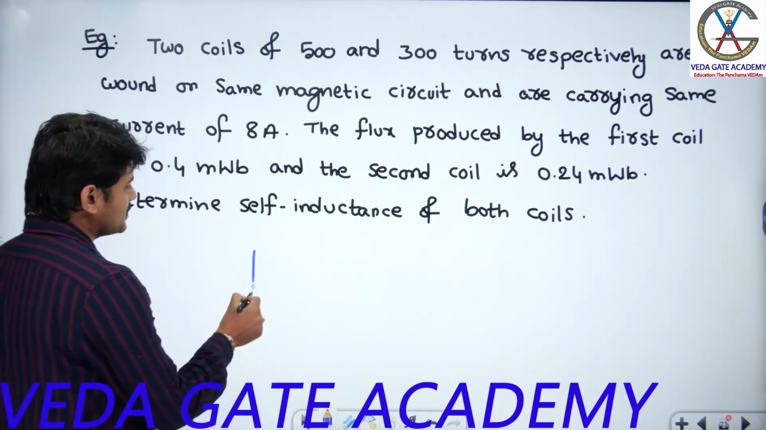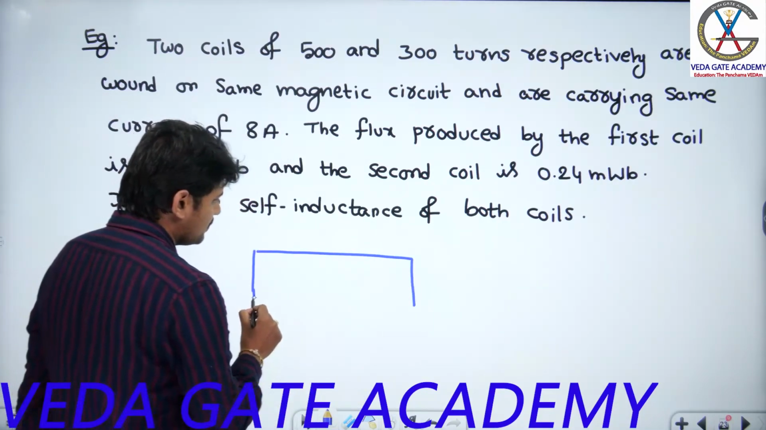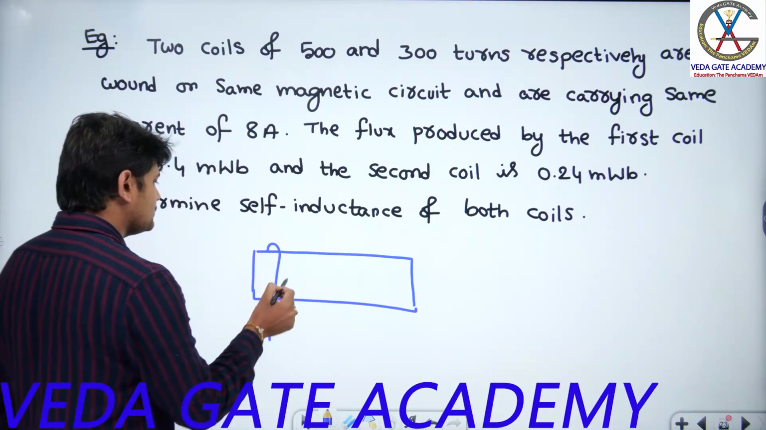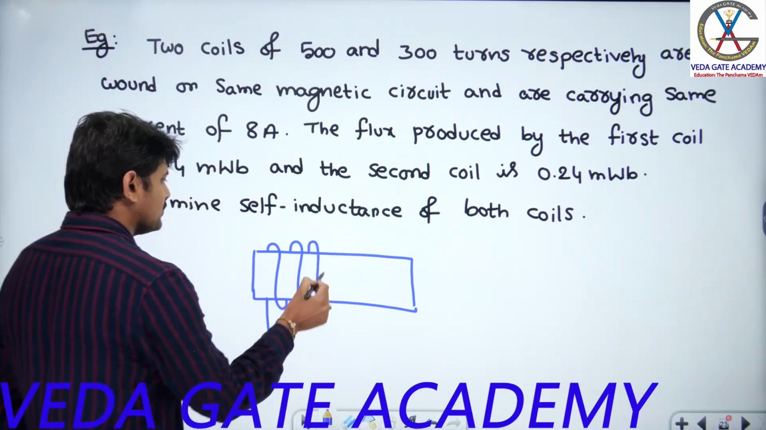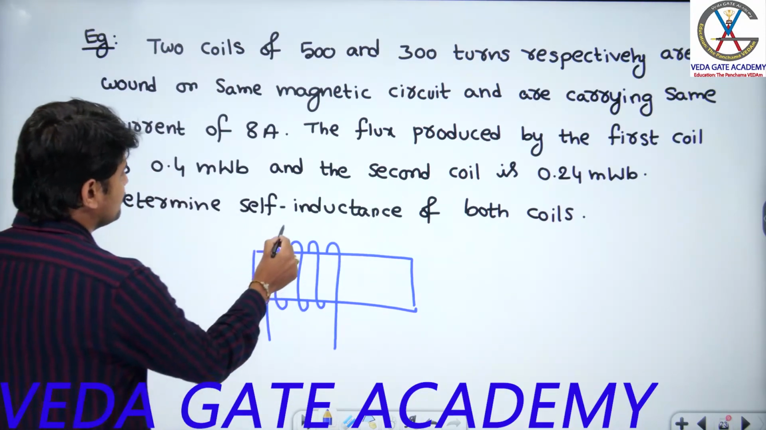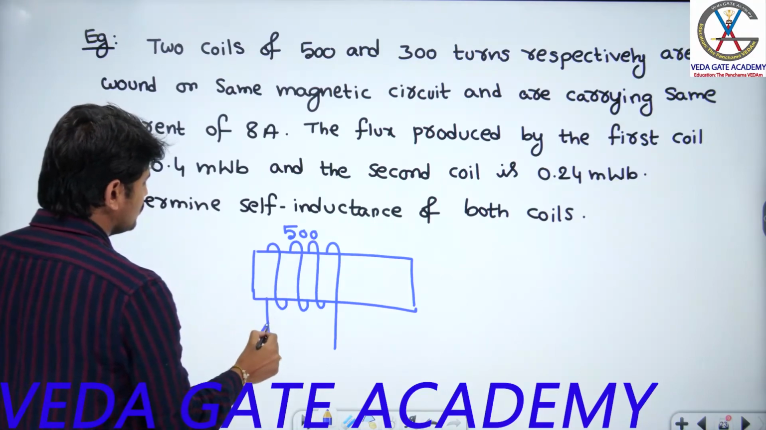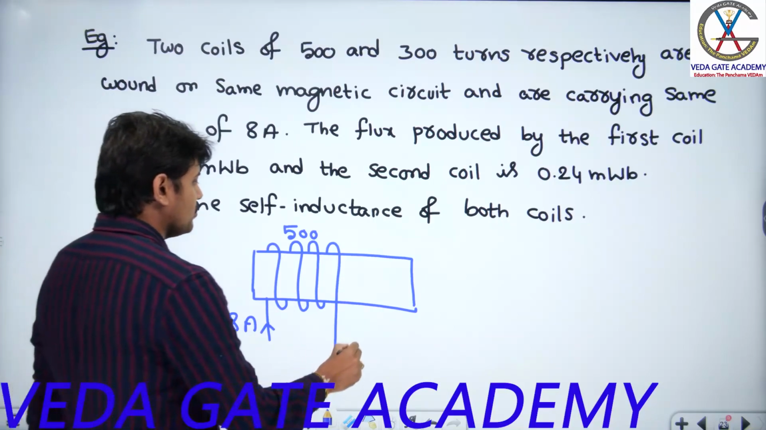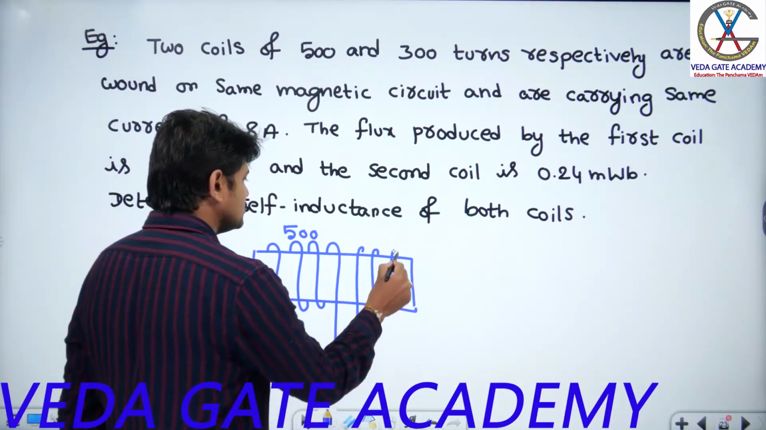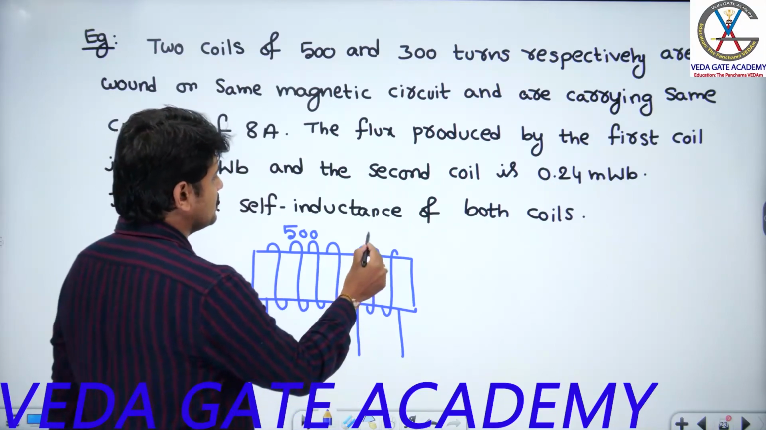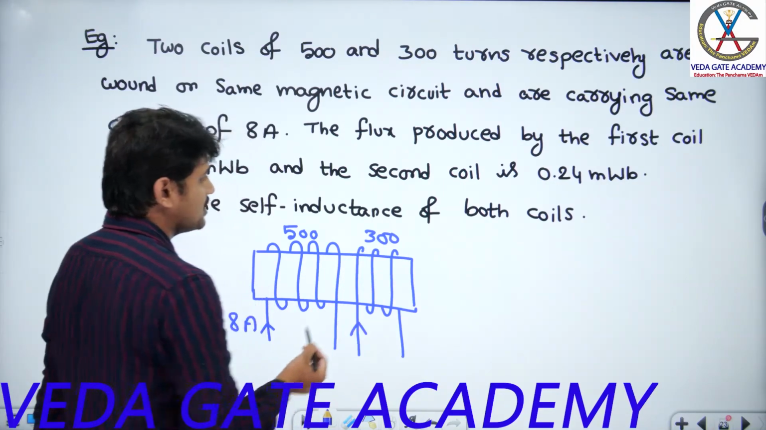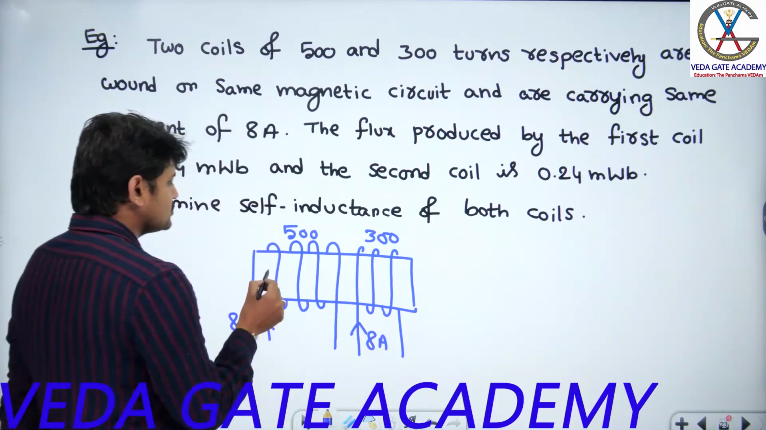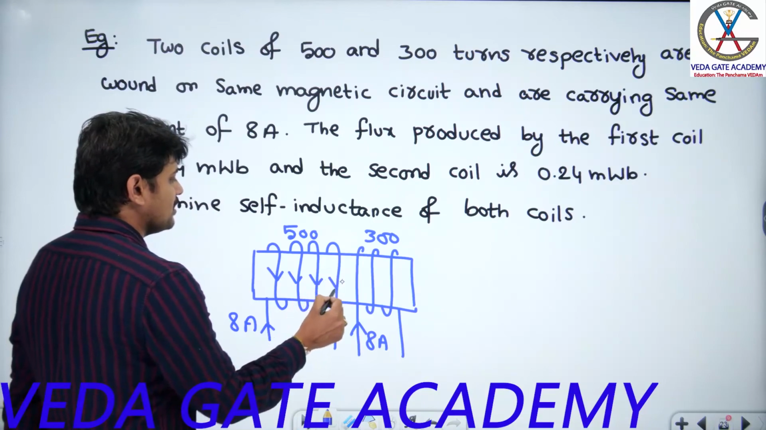According to the question, suppose this is my magnetic core on which I have placed two coils. Let us assume I have placed one coil here. The first coil has, let us consider, 500 turns, and it carries 8 amperes of current. Now I am going to place one more coil, and let us assume this coil has 300 turns, and in this coil also I allow the same current of 8 amperes. Now the direction of the current through this coil is in this direction.